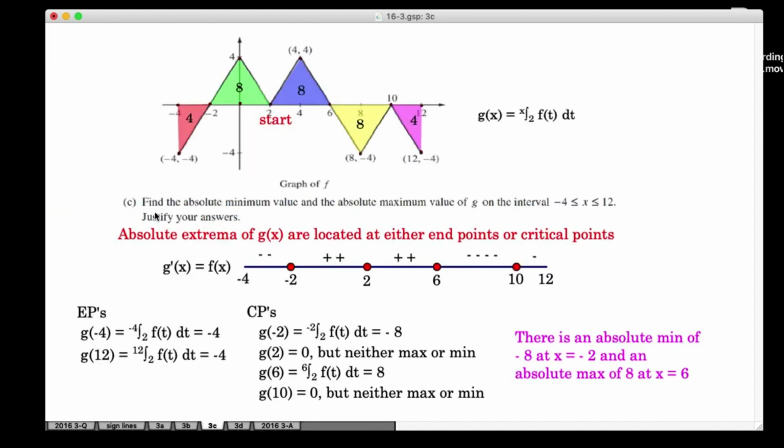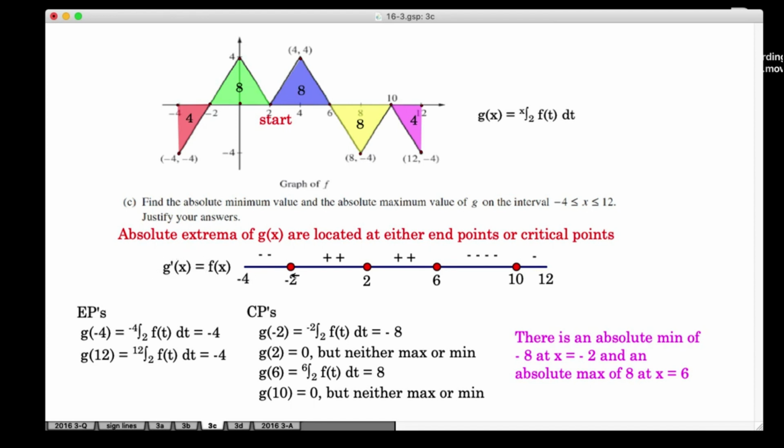Part C wants to know, find the absolute minimum value and the absolute maximum value of g on the interval from -4 to 12 and justify your answers. Now remember, absolute extrema are located either at endpoints or critical points. That's where they are. So what we want to do then is find the critical points. Remember, critical points are when g prime is 0 or undefined.